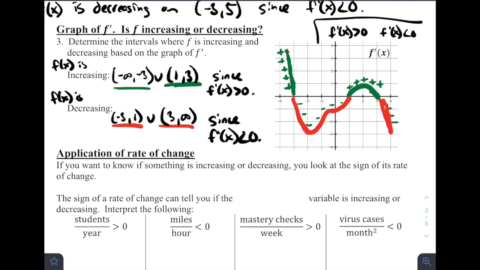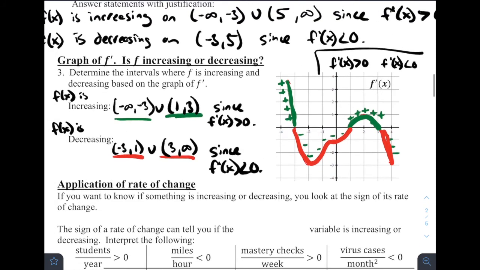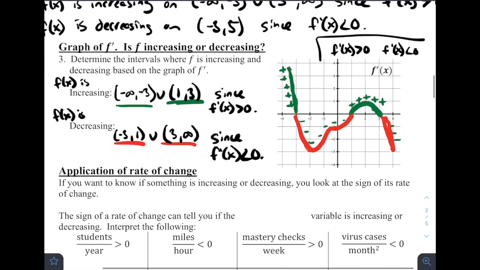It's below the x-axis. So that is interesting because we are able to find information about the f of x function even though they didn't give us anything about f of x. They only gave us its derivative. And I already know that it's increasing on some intervals and decreasing on some intervals just from looking at the graph of the derivative.